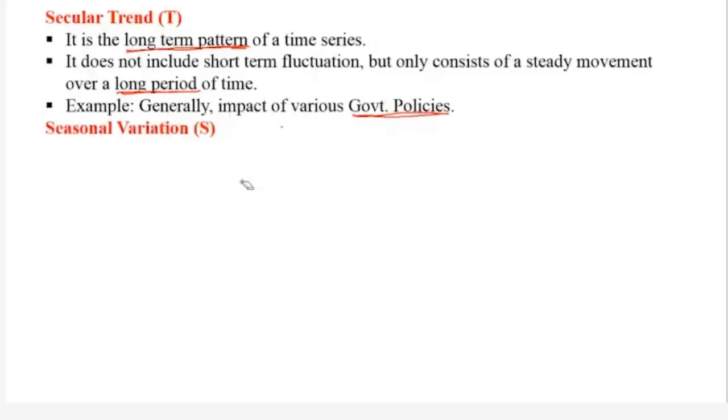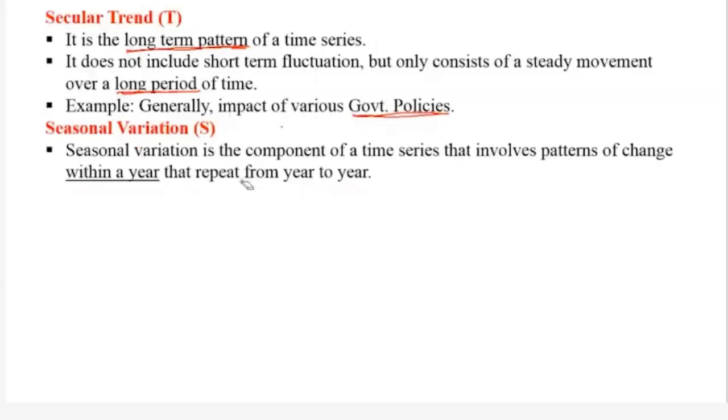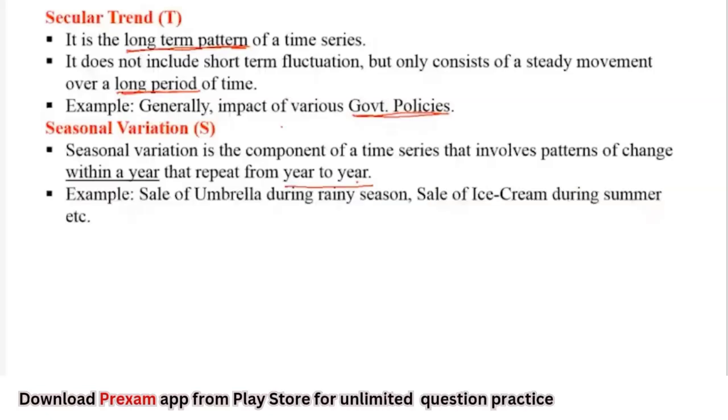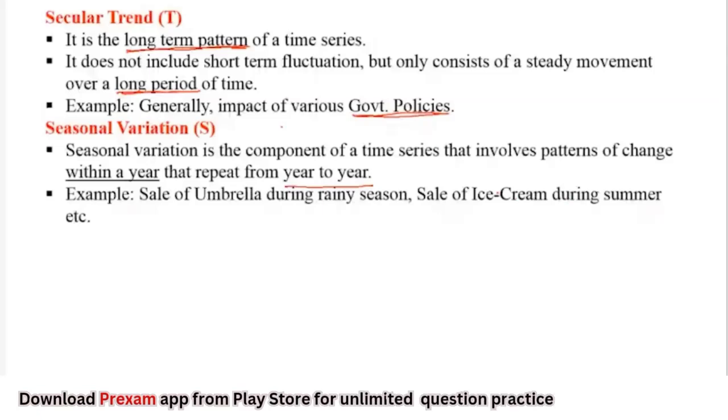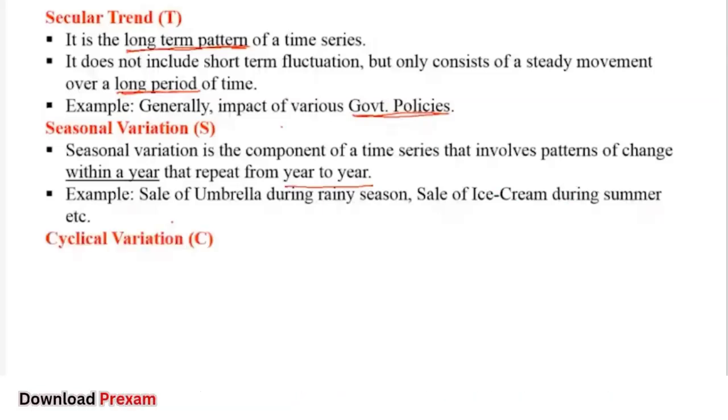Then seasonal, इसमें तो आपको example दिया. Okay, year after year, देखो within a year बोला इधर. Seasonal variation is components of time series that involves pattern of change within a year. एक साल के अंदर, a year, 1 year, single, that repeats from year after year, year to year. Okay, yes. Example, sale of umbrella during rainy season, sale of ice cream during summer, etc. Examples you know. The next one is cyclic variation.